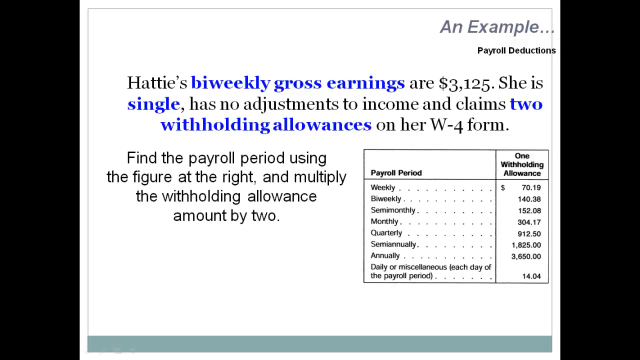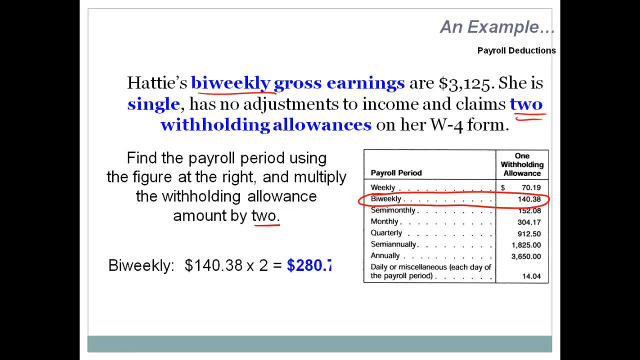So Hattie's biweekly gross earnings are $3,125. She's single. She has no adjustments to income and claims 2 withholding allowances on her W-4 form. Find the payroll period. So it says biweekly. So this is the row we want to use in this table. So this tells us that one withholding allowance is $140.38, and she is claiming 2 allowances.